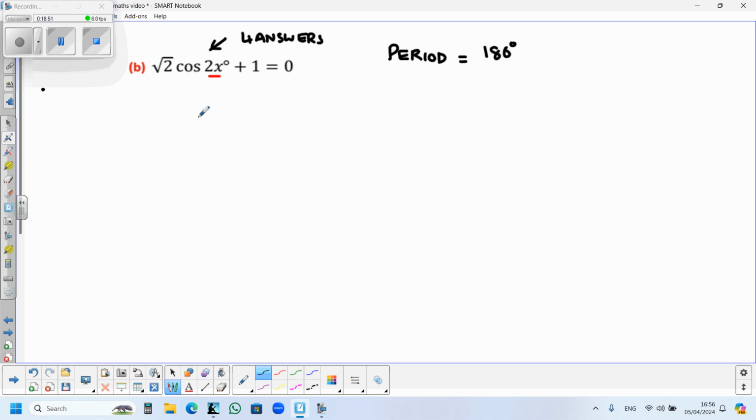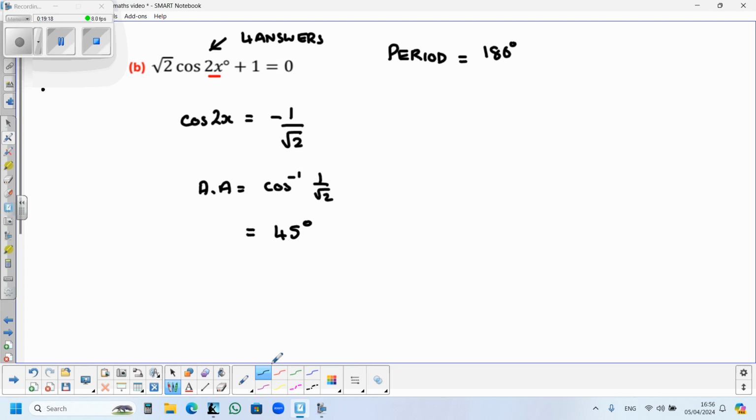We're going to rearrange that to get cos 2x. So I'm taking 1 away from both sides, and I'm going to divide by root 2. Now, we ignore the negative, and we do the acute angle, and the acute angle is going to be cos to the minus 1 of 1 over root 2. That's going to be 45 degrees.